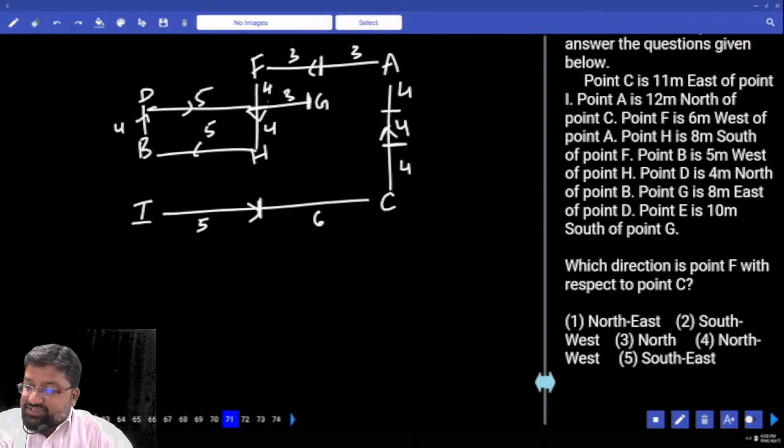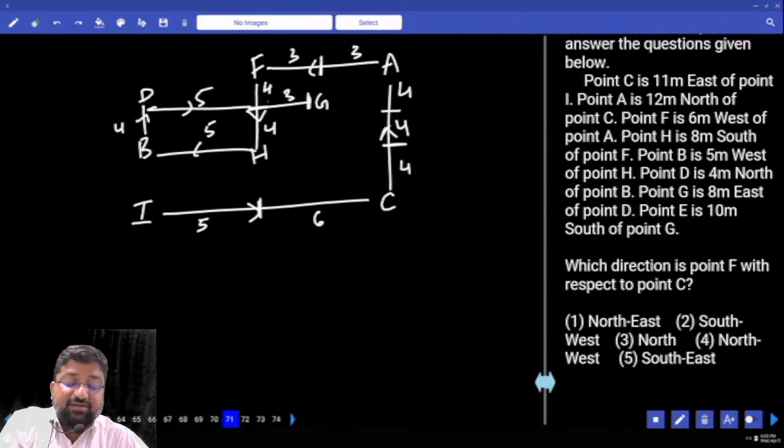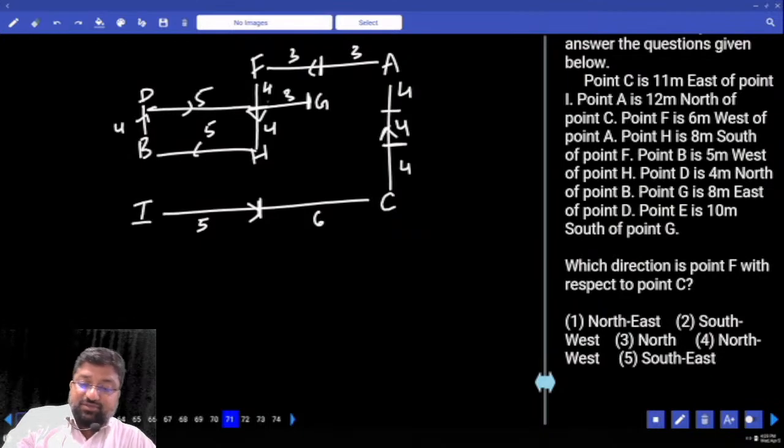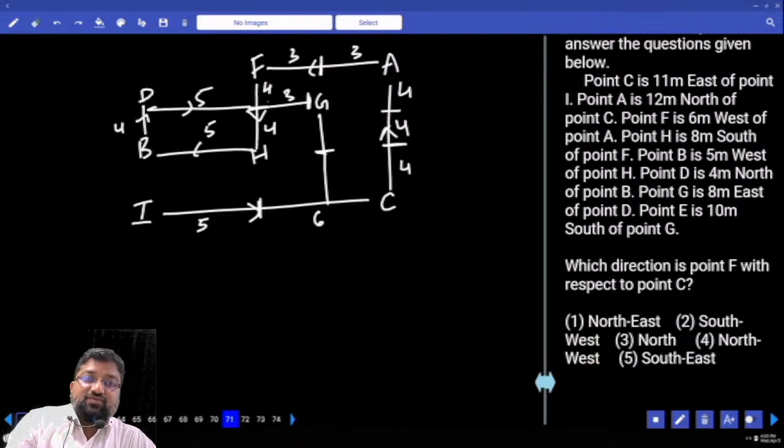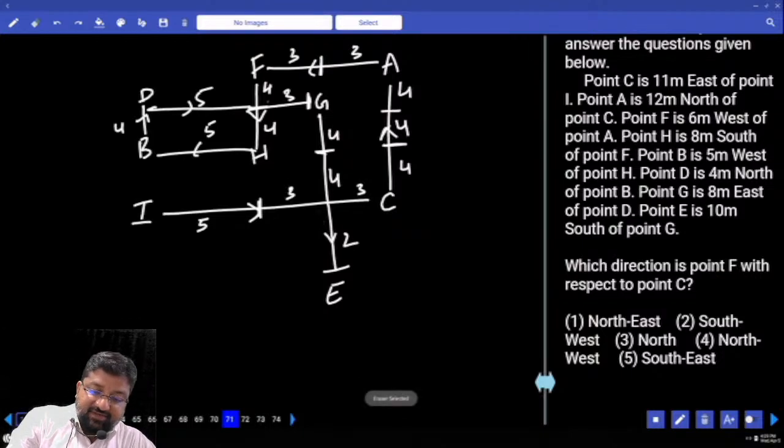Next, point G is 8 meters to the east of D. Done. E is 10 meters to the south of G. How much is this? 4. How much is this? 4. 8, extra 2. And what point is this? E. Done? This is 3 and this is 3. So wherever it is necessary, we have made the required changes.